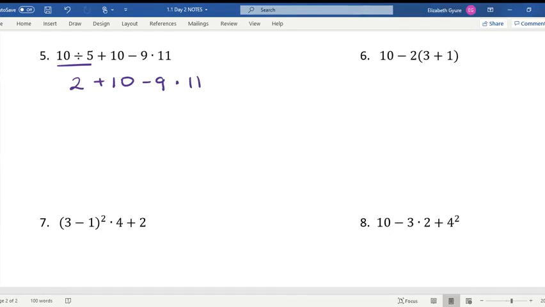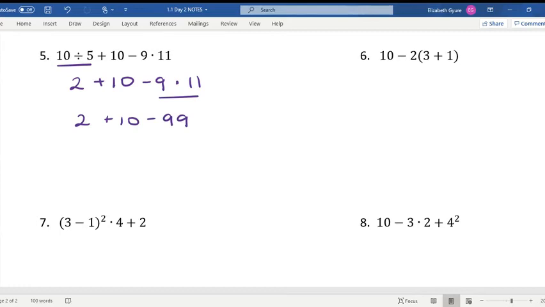Someone else, then what? Annalise. 9 times 11. Very good. So drop down your 2, drop down your 10, and then negative 9 times 11 is going to give us negative 99.